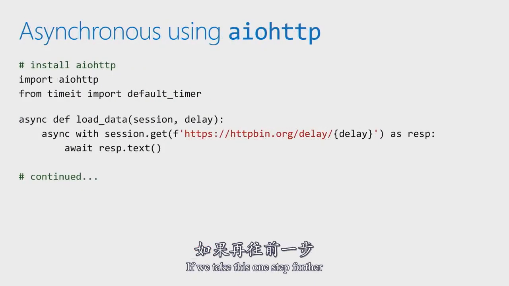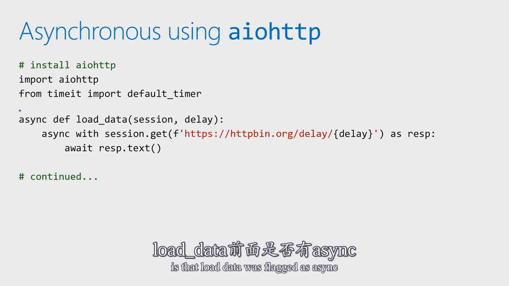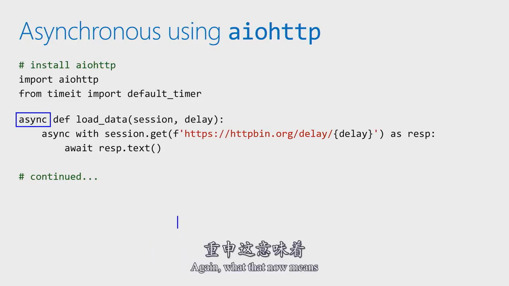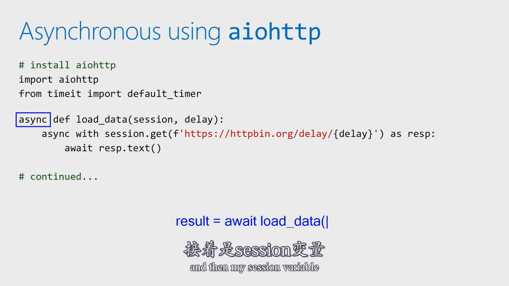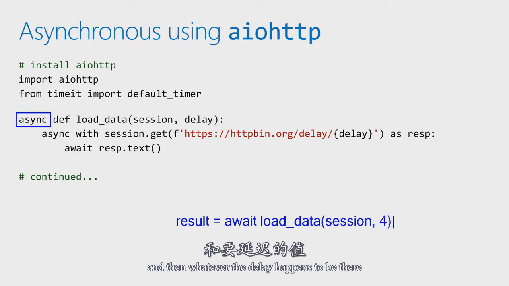And if we take this one step further, if we go take a look at that load data, now what you're going to notice is that load data was flagged as async. Again, what that now means is that I can say something like result equals await load data, and then my session variable, and then whatever the delay happens to be there.